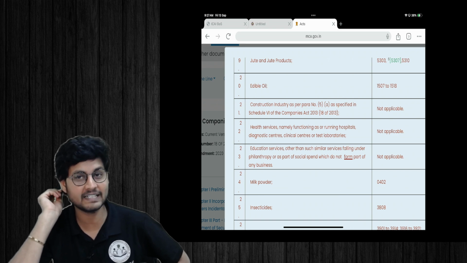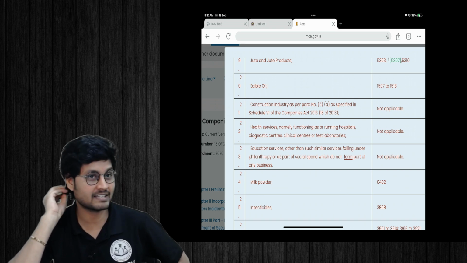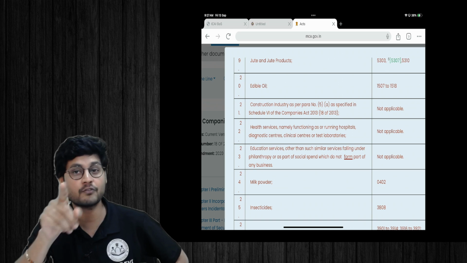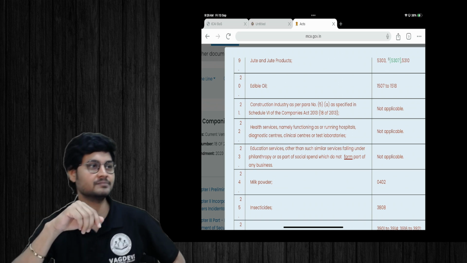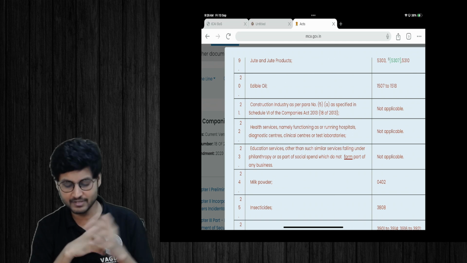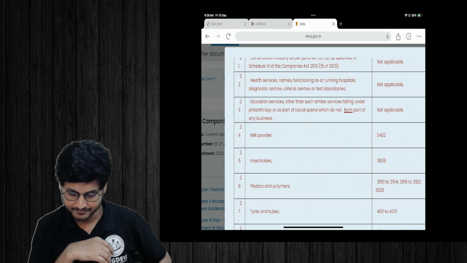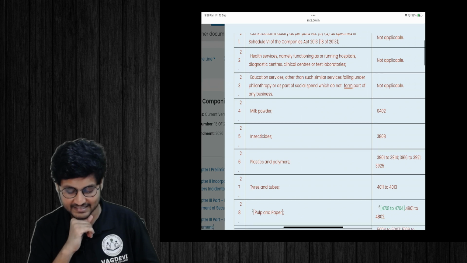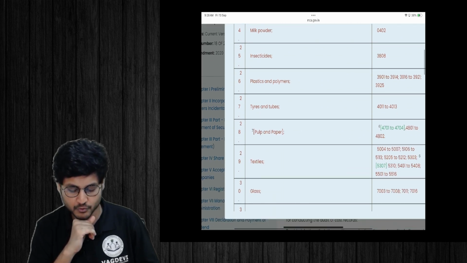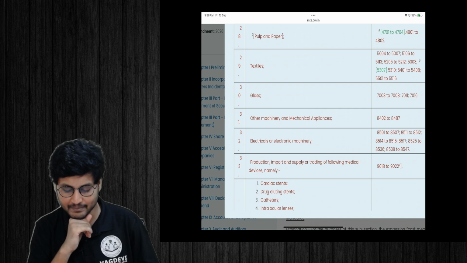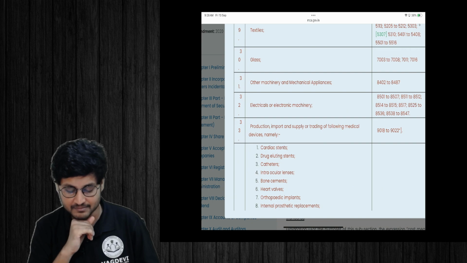So they are also required to maintain cost records. Education, when their turnover crosses 35 crores, what will happen? Cost records they need to maintain, in form number CRA1. What is CRA1? Maintenance of cost records. We need to follow CRA1 for educational institutions also when the turnover is more than 35 crores. Then milk powder, insecticides, plastics and polymers, tires and tubes, pulp, paper, textiles, glass, other machinery and mechanical appliances, electrical and electronic machinery.